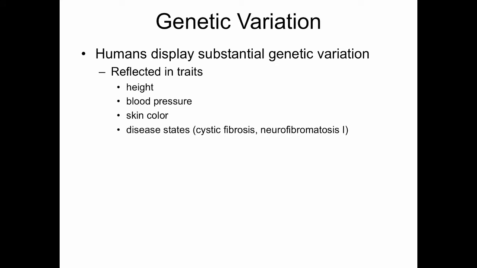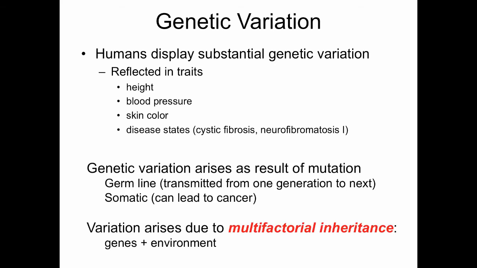We know that humans display fairly substantial genetic variation, and this is reflected in traits like height, blood pressure, skin color, or different disease states. Genetic variation arises as a result of mutation. If the variation is in the germline, that variation can be transmitted from one generation to the next. But if that variation occurs in somatic cells, that might lead to cancer.